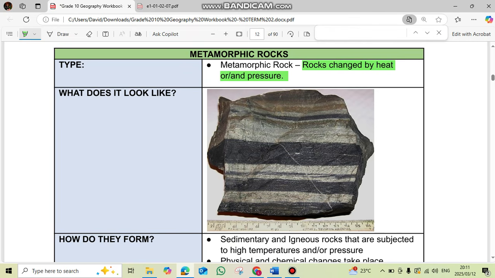So what does it look like? This over here is an example of a metamorphic rock. On close inspection, it looks very similar to a sedimentary rock in that it looks as though it has layers. However, these are not layers at all. These are mineral bands. Because the pressure was so immense, the different minerals actually band together to form these very distinctive mineral bands that we see.